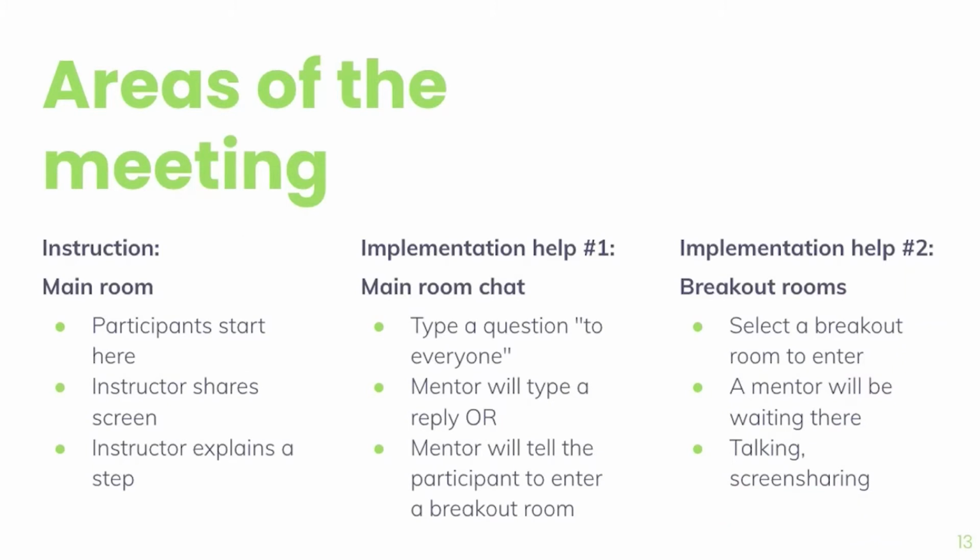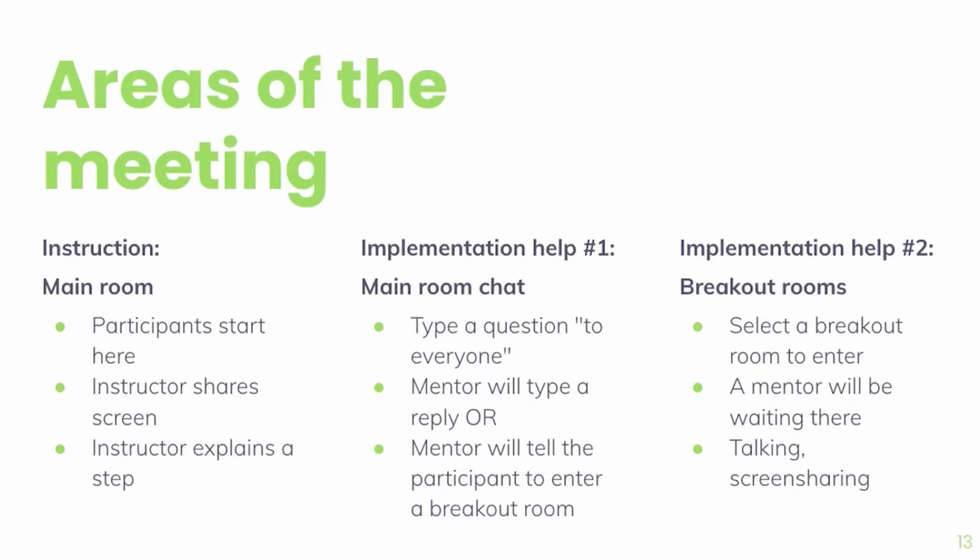So just as in the in-person workshop, there are instruction parts and implementation parts to the workshop, and they take place in a few different areas of the Zoom meeting. First, all the participants start in the main room where the instructor is leading the workshop. The instructor shares their screen, explains the concept on a slide, and then tells the participants to make a change to their code. They pause for a few minutes for the workshop participants to implement that and debug and ask questions to mentors. There are two ways that a participant in the workshop can ask a question.